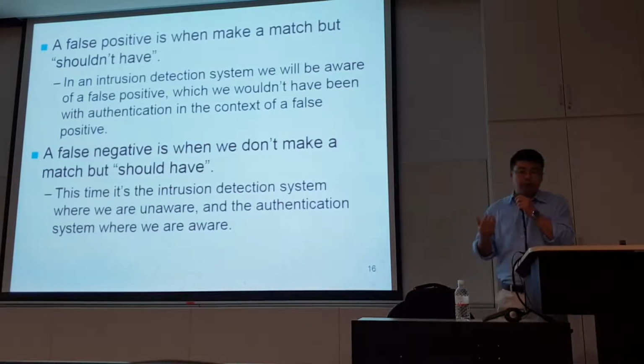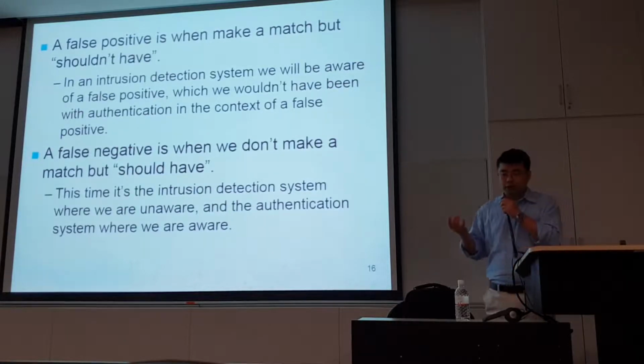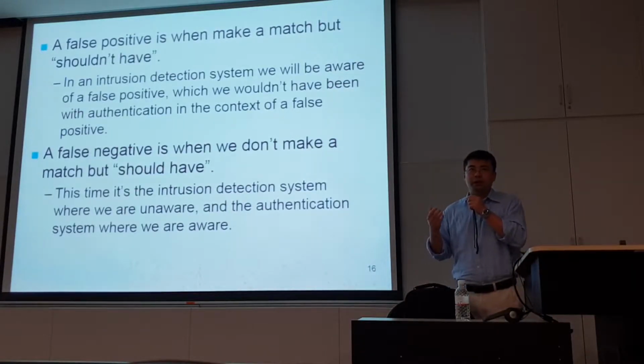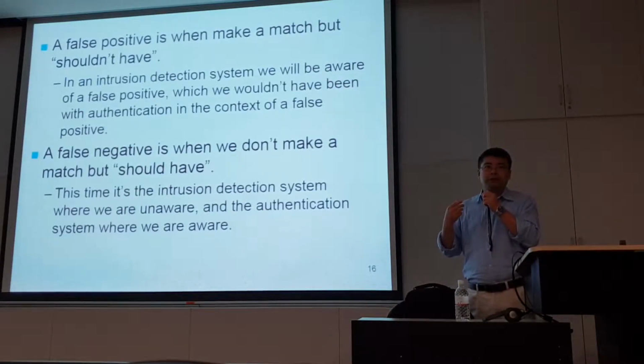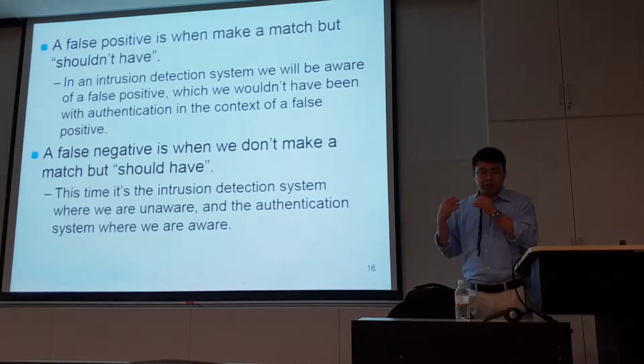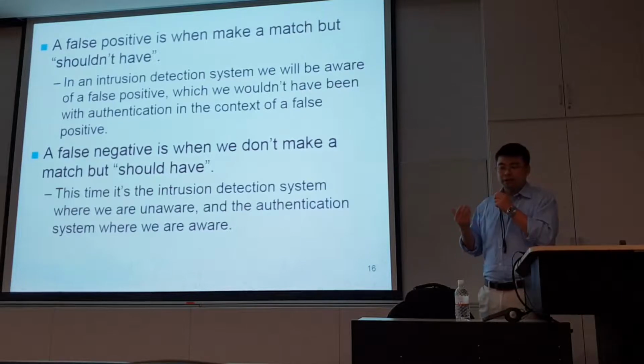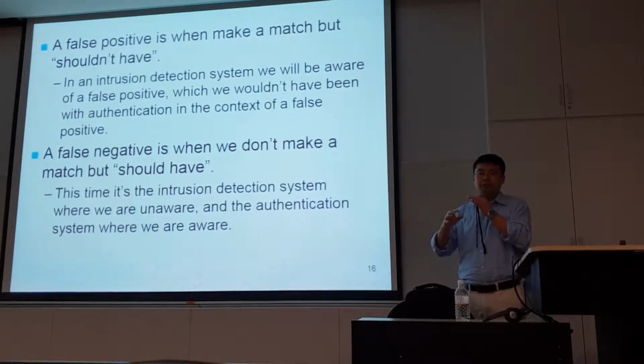user awareness can be opposite in different scenarios. For example, in authentication, users will be aware of false negative. That means you have the correct credential, but the system denied. In this case, the user will be aware of false negative. But in intrusion detection, users will be aware of false positive. That means there is no intrusion, but the system raised an alarm.